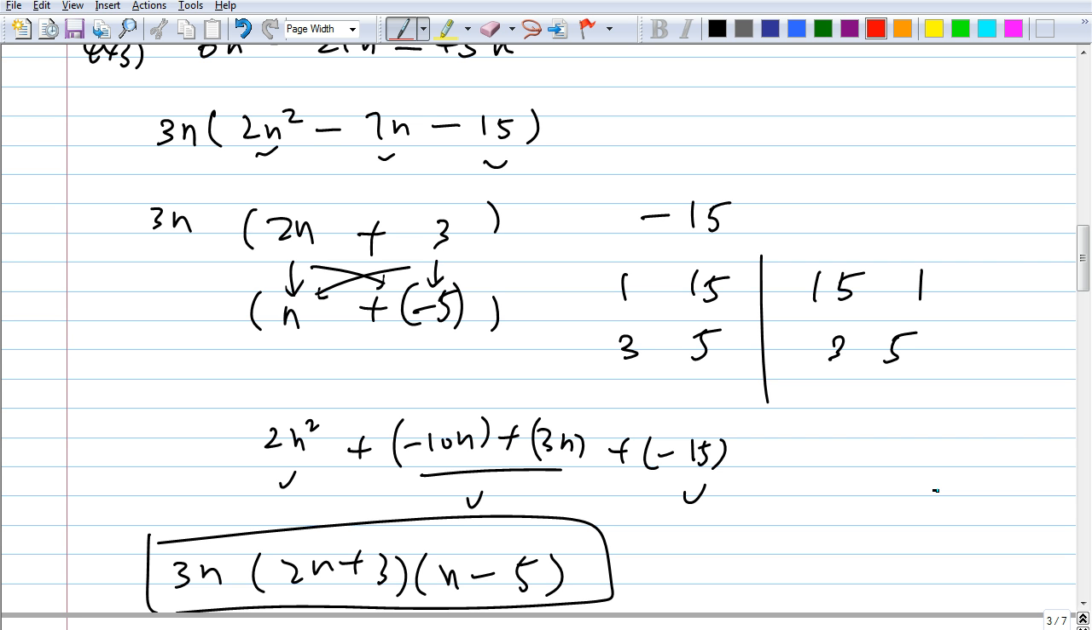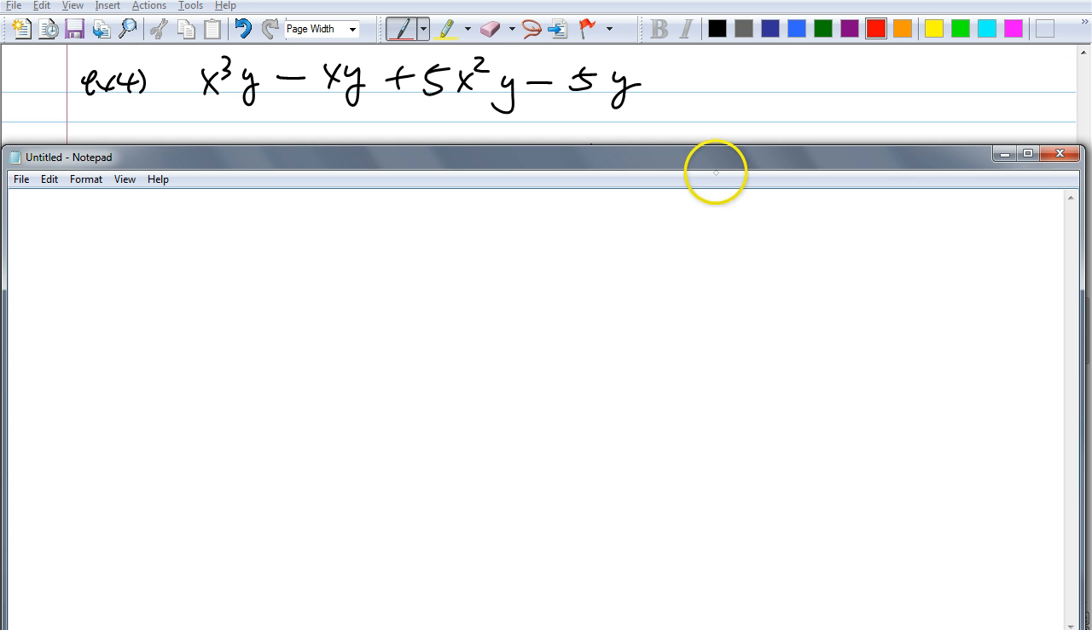We good? Shall we try example 4? All right, example 4. This is a little bit more interesting. So far, it's been all kind of similar. Check out this example 4, okay? Go ahead. Example 4. x cubed y minus xy plus 5x squared y minus 5y is example 4.